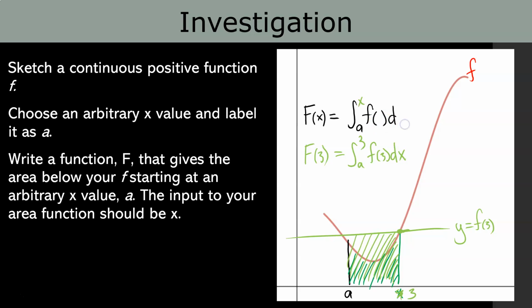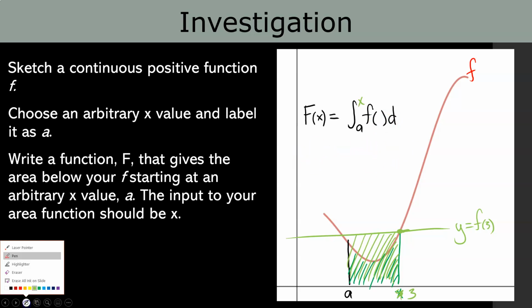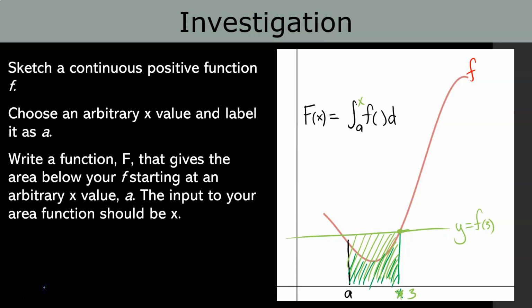What we need to do is have what's called a dummy variable. So we can have anything we want there. We just can't have x. So let's just put a t here. Because what's the difference between f of x and f of t? Nothing, I guess. We're just calling the input variable something else.